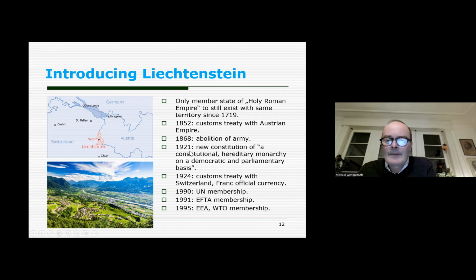guys. In 1921, there was a new constitution that declared Liechtenstein a constitutional hereditary monarchy on a democratic and parliamentary basis. And this is also one of the rare countries that still has a more than 100 years old constitution.